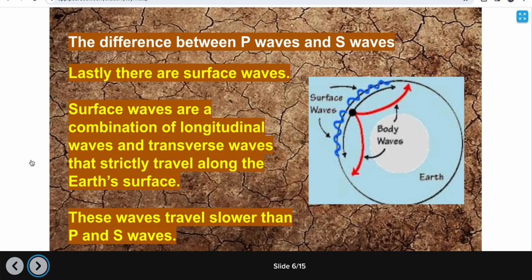And then lastly, we have surface waves, which are the absolute slowest. These are going to be the last kind of seismic waves to reach any sort of location. A lot of this is because they stick strictly to the surface of the Earth. They do not go through the Earth's mantle and outer core and inner core like other waves do.